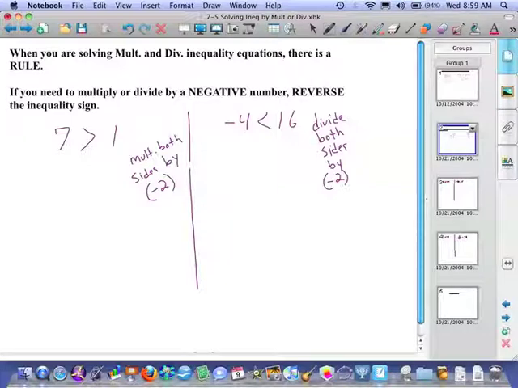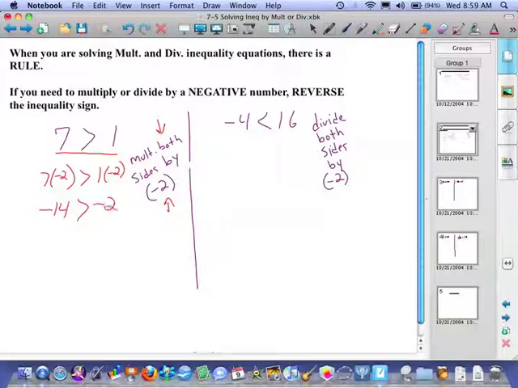So on the left, we have 7 is greater than 1. If I multiply both sides by negative 2, bad things are going to happen to the symbol. So 7 times negative 2, keep the greater than, 1 times negative 2. So this is going to be negative 14 is greater than negative 2. Is negative 14 greater than negative 2? No, it's not. So this is actually incorrect. We need to switch the symbol to make it correct. So you can see from this example on the left that if you multiply both sides by a negative number, in this case it was negative 2, you have to switch the symbol from greater than to less than.